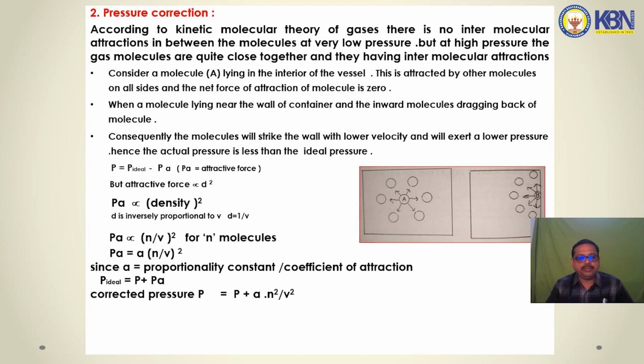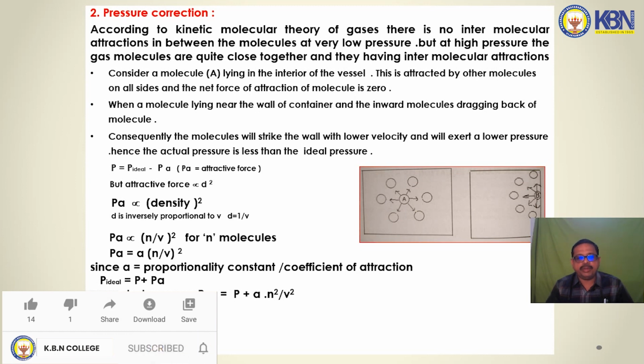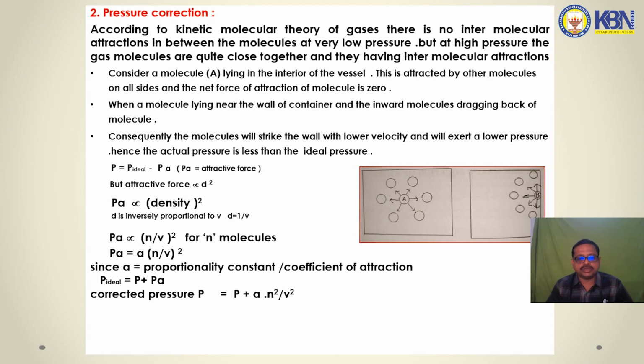So, it can also be written as PA is directly proportional to density squared. Density is inversely proportional to volume. It can be expressed as d is equal to 1 by V. That means d is inversely proportional to volume. So, PA is proportional to (n by V) whole squared, where n is the number of moles. It can also be written as PA is equal to a into (n by V) whole squared, where a is the proportionality constant or coefficient of attraction. P ideal can be written as P plus PA. So, with respect to the pressure, the corrected pressure is P plus a n squared by V squared.